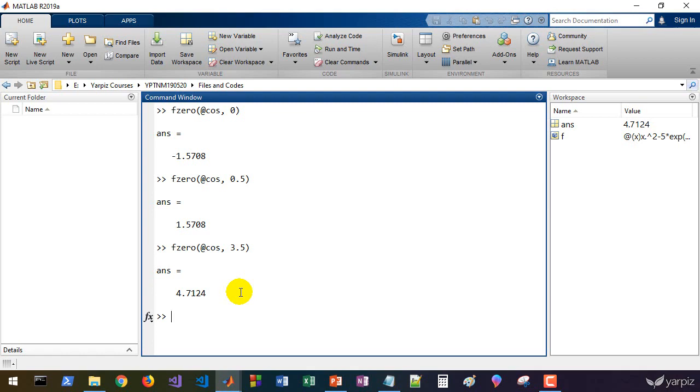Okay, we've learned how to use fzero to find the zeros of nonlinear equations.